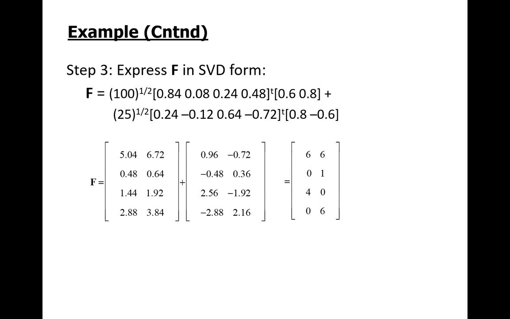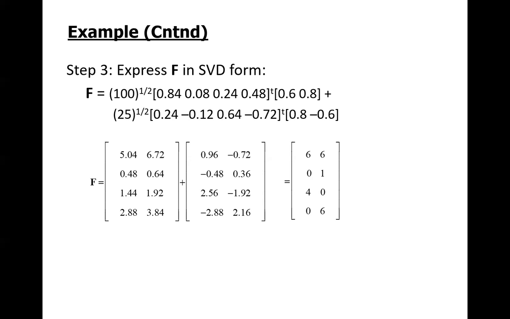Then you take the second eigenvalue, 25, take its square root, and again perform the corresponding eigenvector multiplications. You get another 4 by 2 matrix, and you add them up, and you find that the result is identical to your matrix F. All right. So what SVD is telling you is that even if you have a rectangular matrix, or a situation where you have more features and fewer examples, it is possible to do the decomposition.